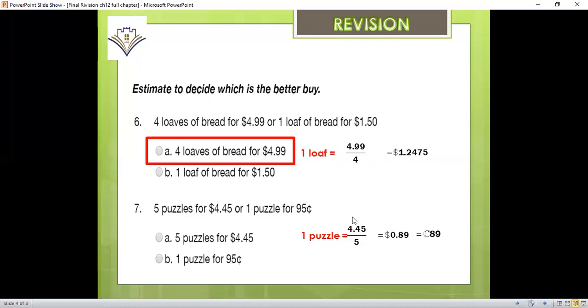Then which one is better to buy? 95 cents for one puzzle or 89 cents for one puzzle? Which one is cheaper? Which one is better to buy? Yes, the first. Yes, the first here is better than this one.